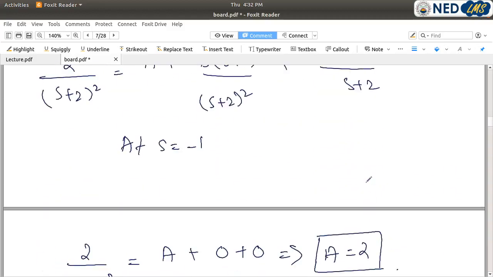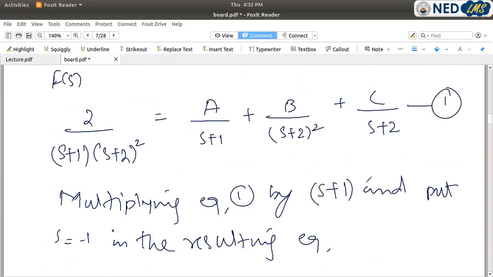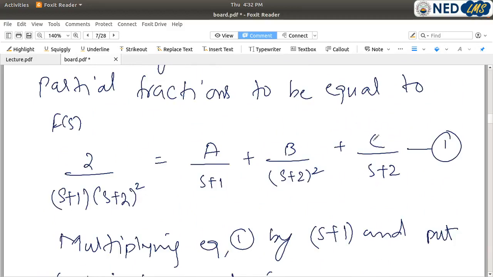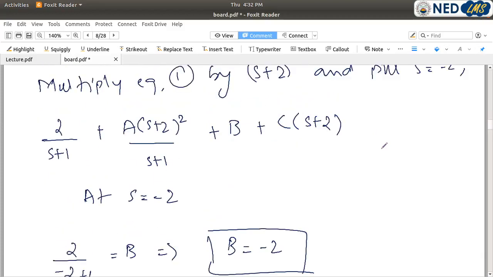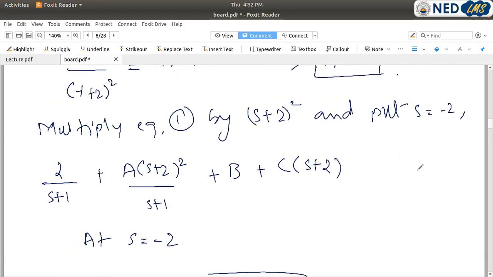Now for evaluating the factor c, what we will do, we will differentiate this equation, equation 2, with respect to s, and then we put s is equals to minus 2 in the resulting equation.